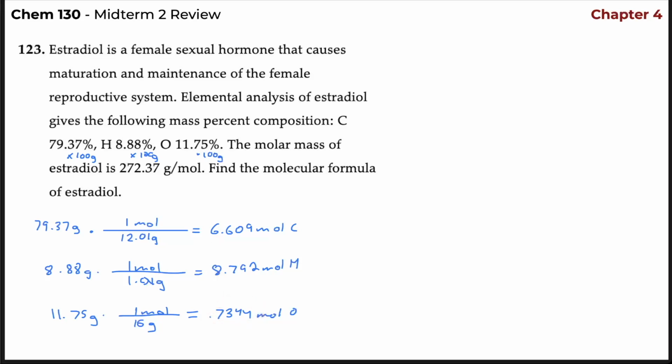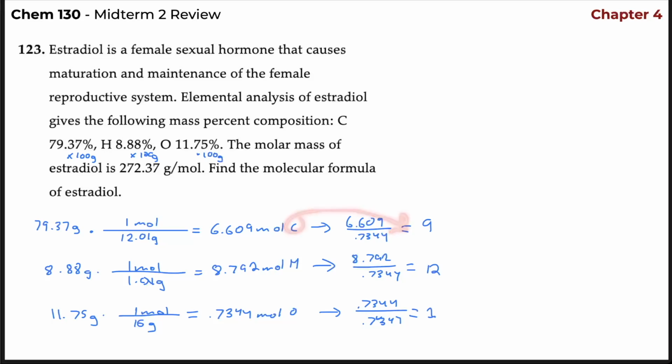So then this one is going to be 6.609 divided by 0.7344. This one is also going to be 8.792 divided by 0.7344. And again, just as a formality, we'll divide this by 0.7344. We all know it's going to be 1, but just so that we can see it. The first one is going to be 9, the second one's going to be 12, and this one's going to just be 1. So now we know that that's going to be the ratio for each of these.